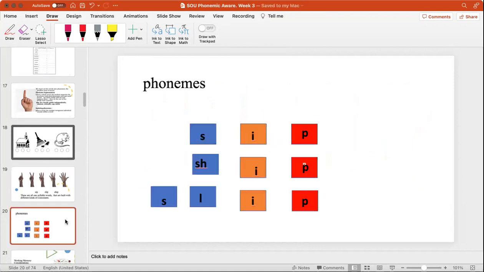Another way of representing them is to have the consonants on a sticky or a little piece of paper. Or one of the things that I have that I'm going to show my teachers tomorrow is I have magnetic letters. And so I have 1 magnetic letter for SH, and it's on 1 sticky because it's 1 sound. But the S and L are on separate stickies to show the separate sounds.